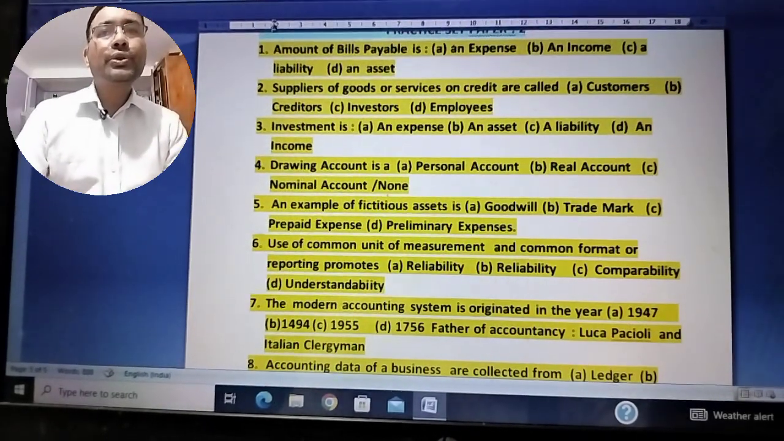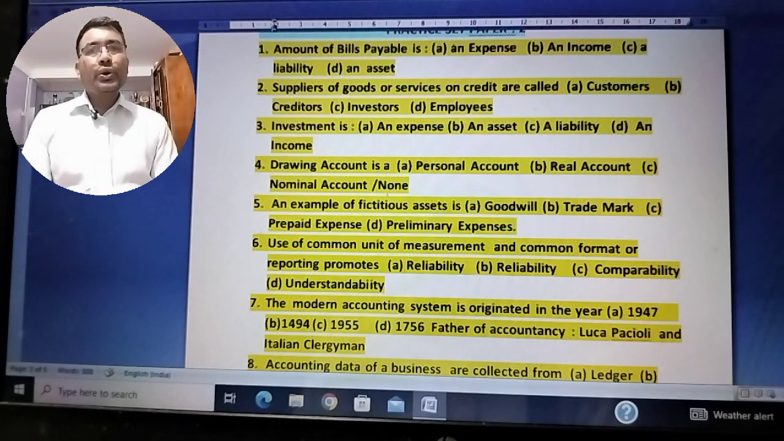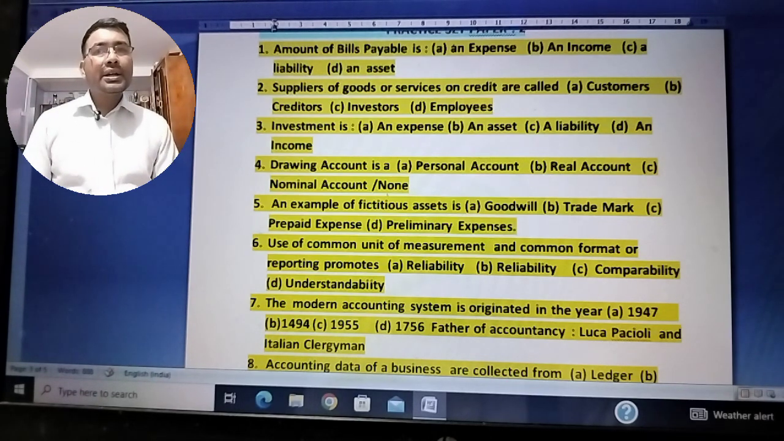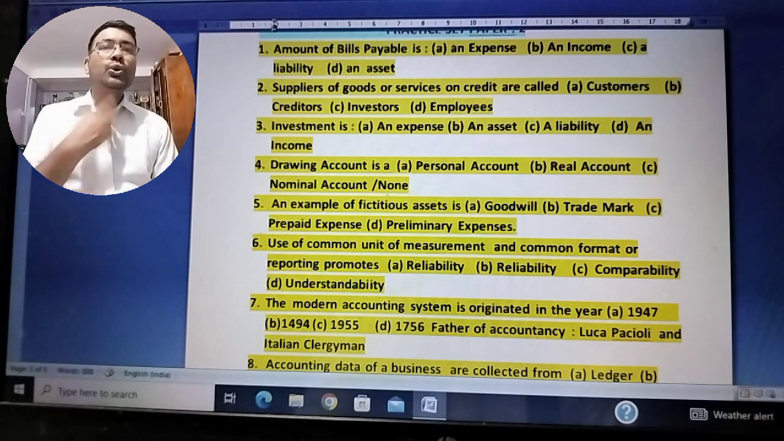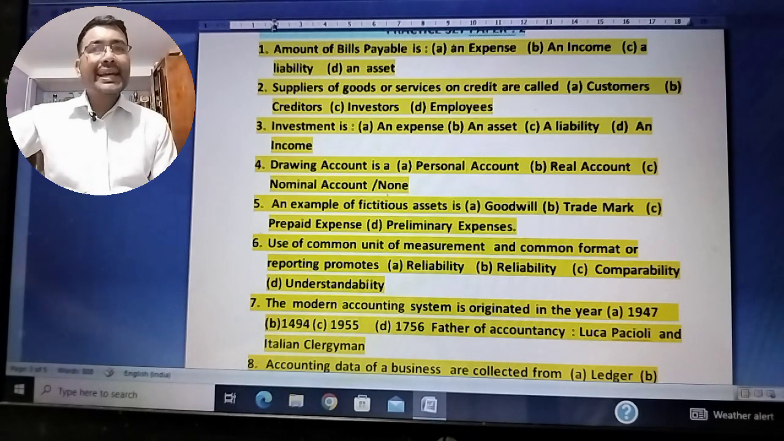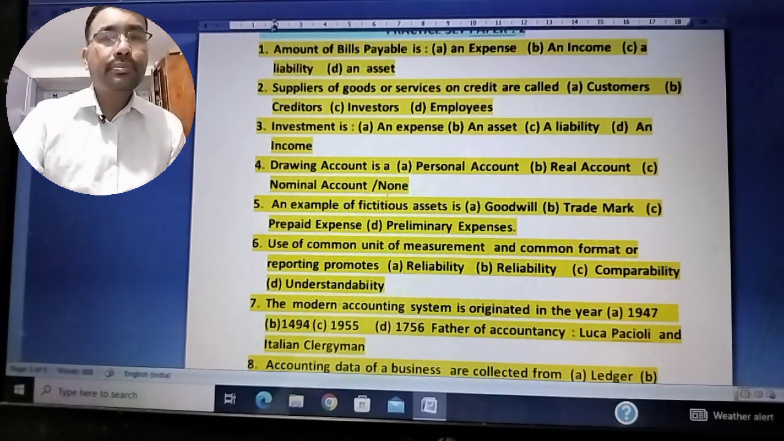So let's go to question number 4. Drawing account is a personal account, a real account, a nominal account, or D, you can write none. So drawing, actually, is a personal account. Who draws? The proprietor. So likewise capital is also a personal account. So drawing is a personal account.